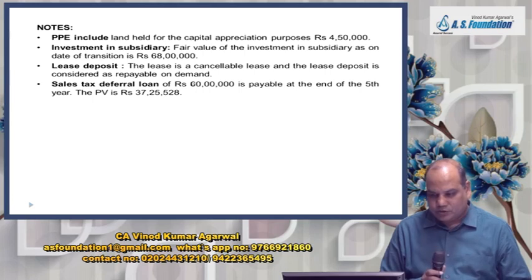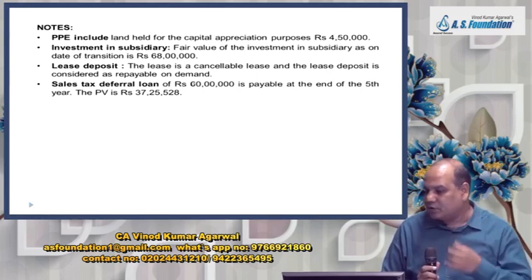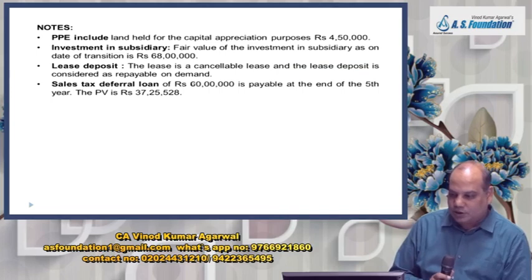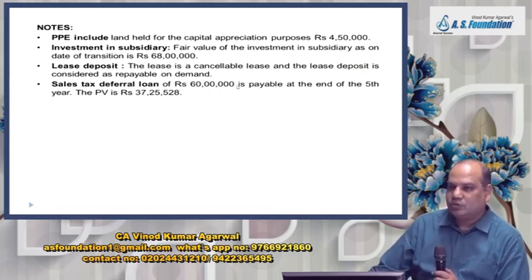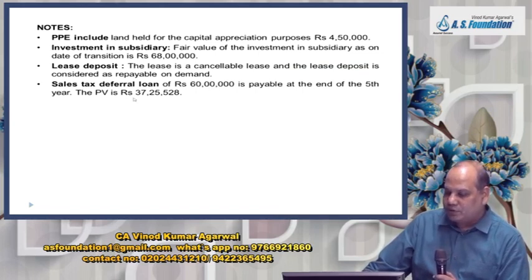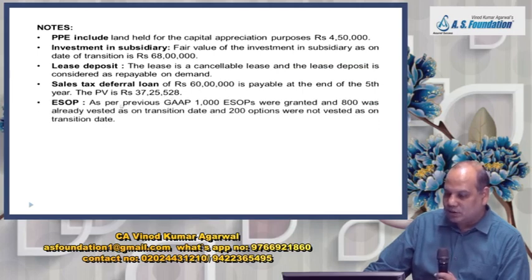Sales tax deferral loan of rupees 60 lakh is payable at the end of 5th year. The present value is 37,25,528. So what will you do? The present value will be treated as financial liability. Difference amount will be treated as grant.